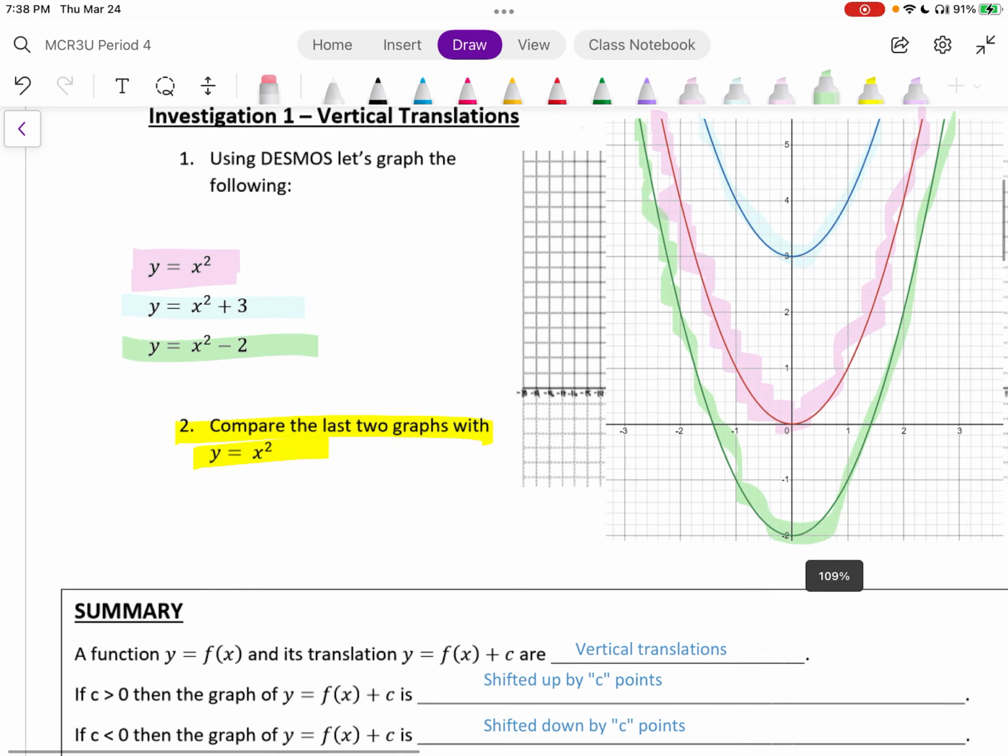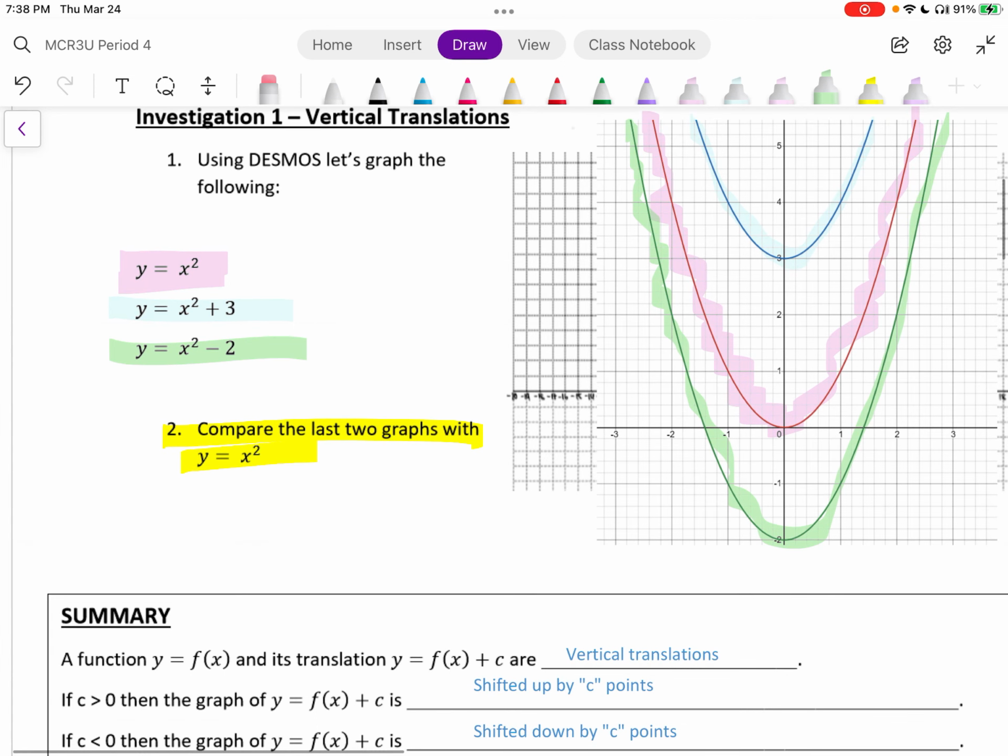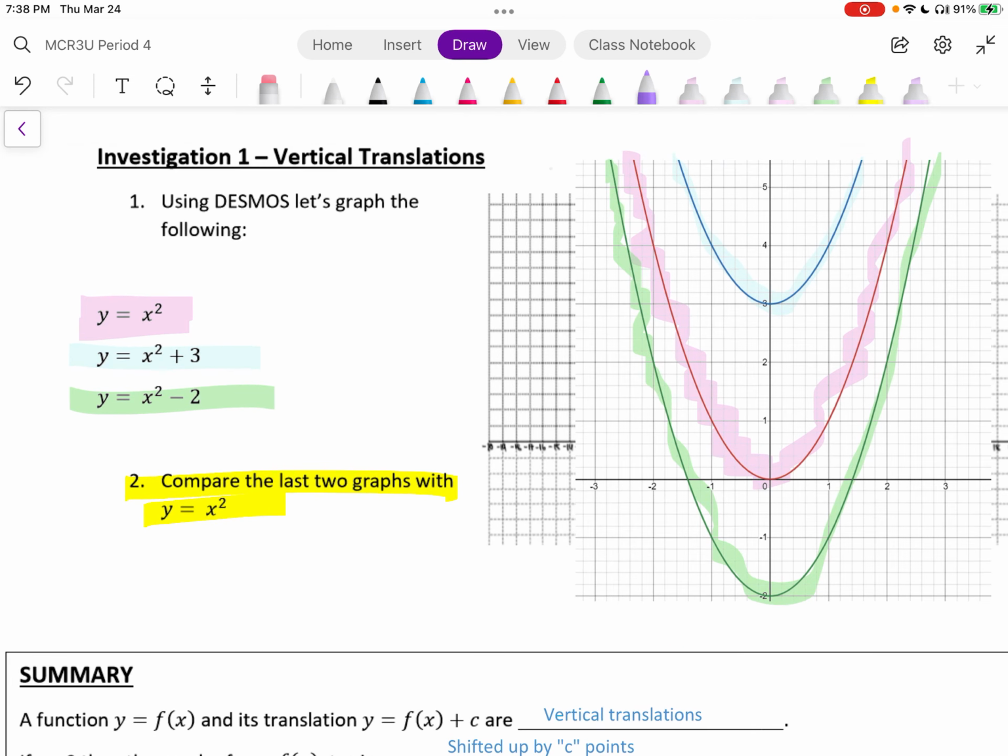If you compare and contrast these three graphs, you'll notice that the blue function is just the base function shifted up by 3. It's very important to realize that you keep the x's the same, you just shift the y up by 3. So you go up 1, 2, 3, and that'll give you your new function. If you look at the green one, it's the same thing, except now you're shifting each of these points down by 1, 2.